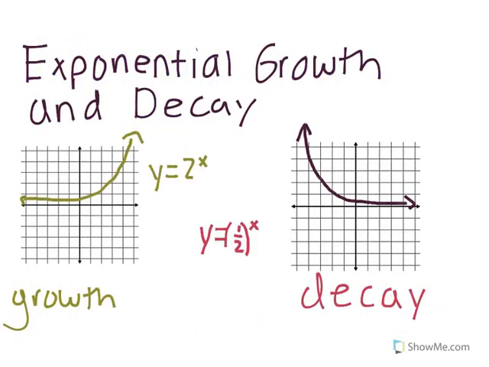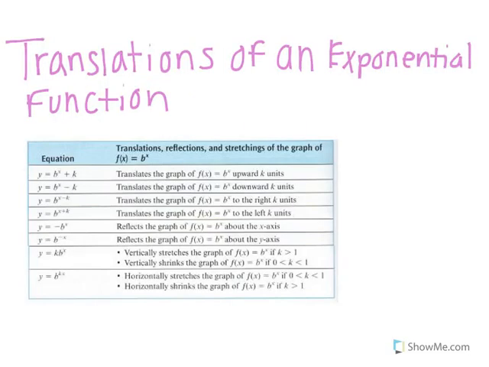Okay. But they can also go up or down. If it's a whole number like 2, it's going to increase exponentially. If this number out in front is a fraction, such as 1/2, it's going to decay quickly.